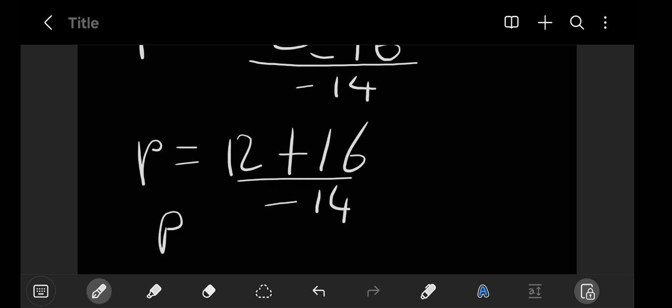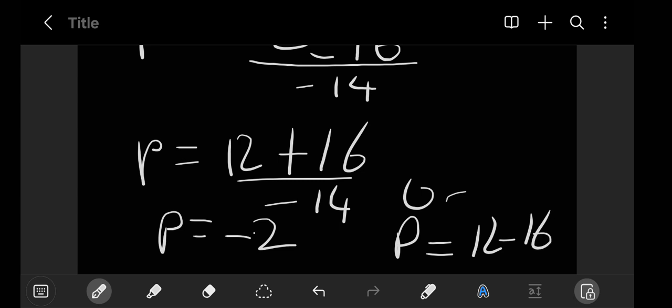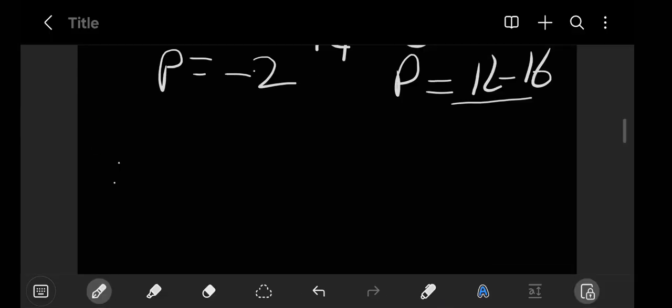And then we know that p would be either equal to 12 plus 16 over negative 14, which gives us negative 2, or p is equal to 12 minus 16 over negative 14, which gives us a fraction of 2 over 7.